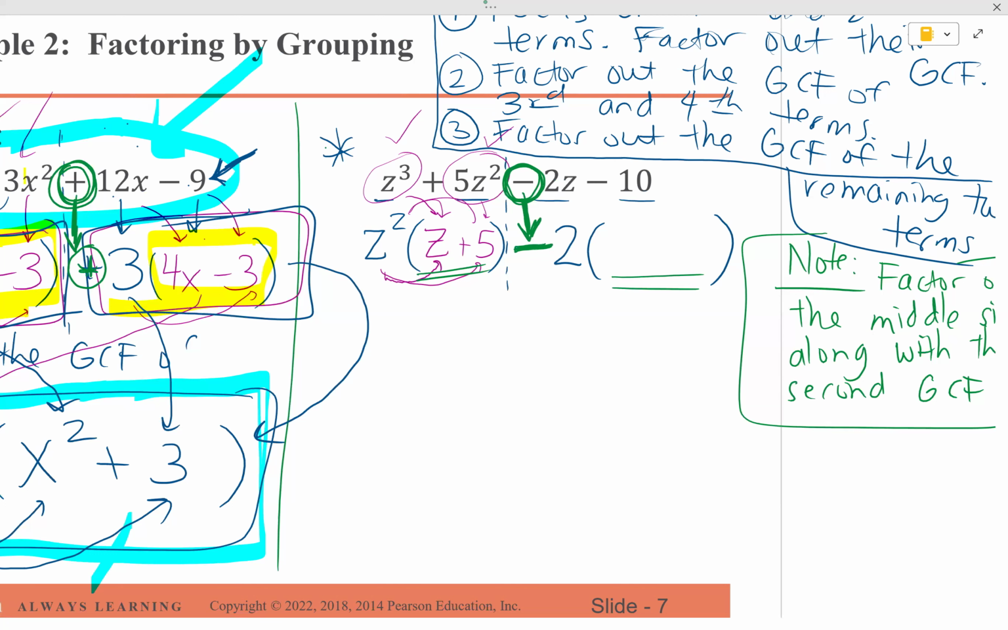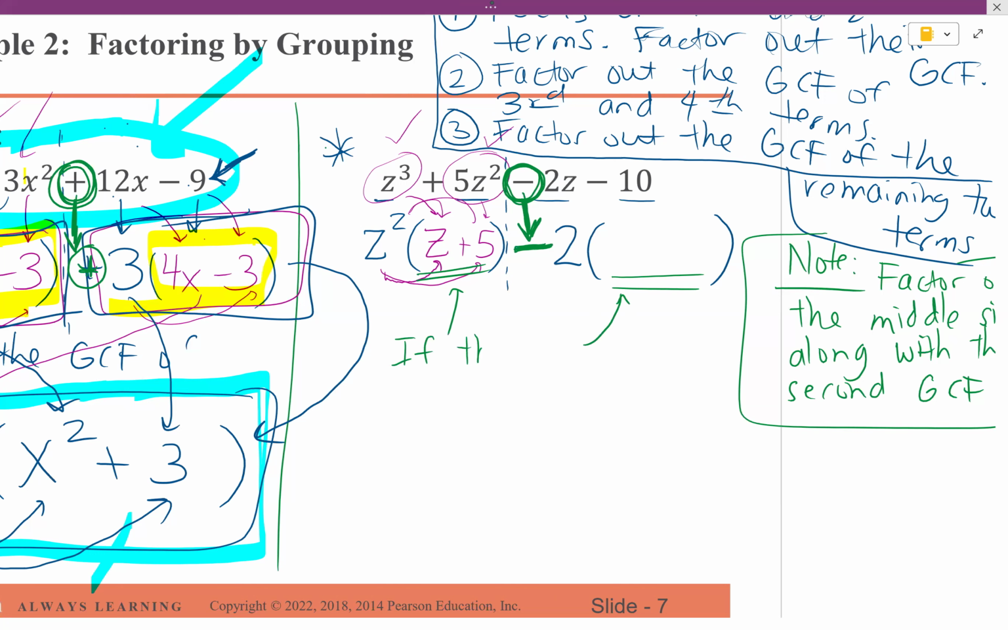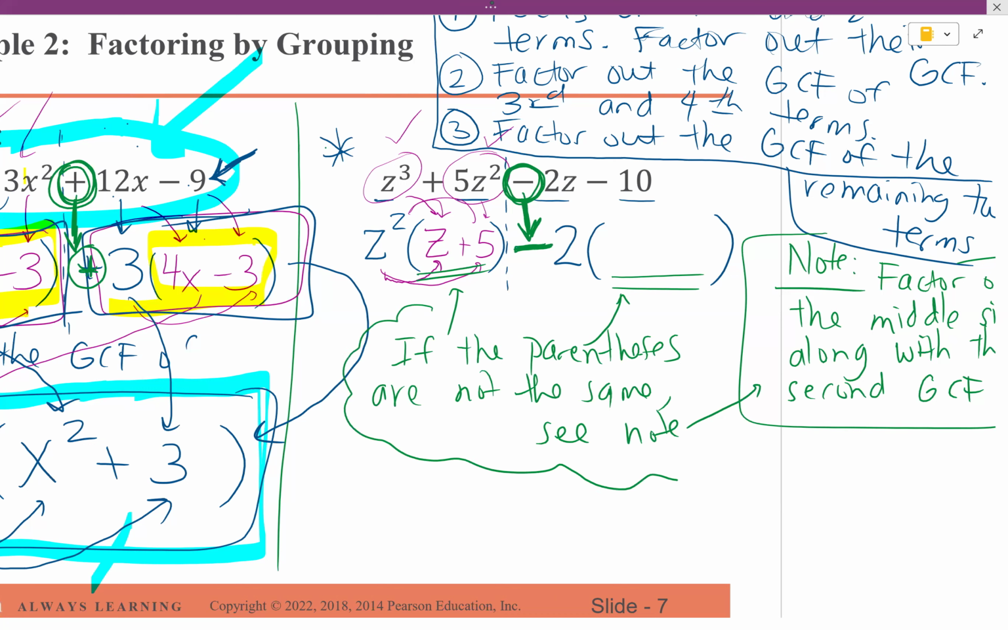So it's only really something I have to worry about or think about when the middle sign is a minus, because I might not think to take a minus out. So if you ever get stuck, and what's in parentheses is not the same, that's probably the problem. See this note, because that might mean you forgot to focus on the sign between the second and the third terms.